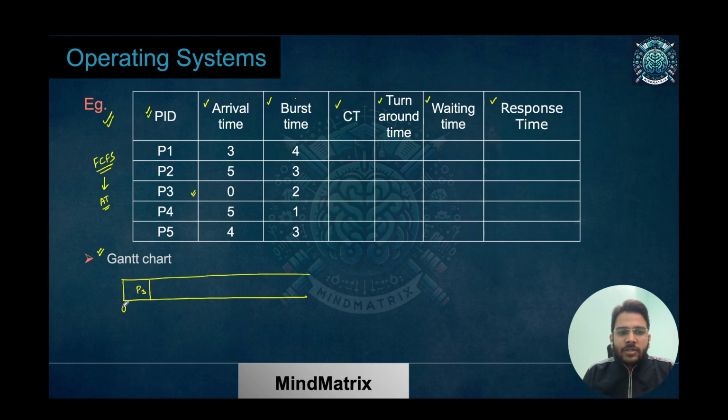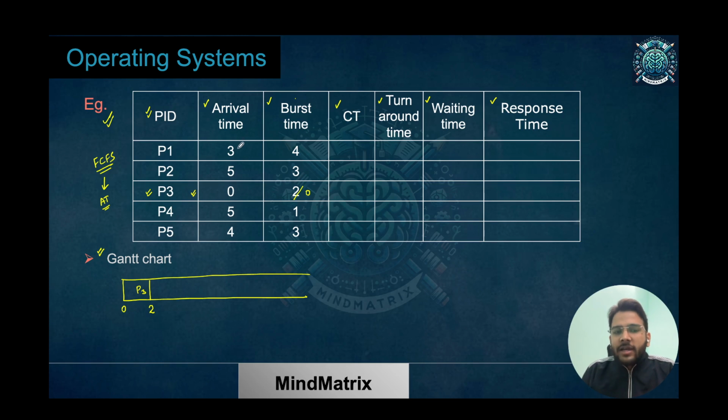So at 0 units of time, P3 arrived. And what is the burst time? It is non-preemptive scheduling, so we are going to completely execute the process. Burst time is 2, so for 2 units of time, we are going to schedule the P3 process. So let's make it 0 now. P3 has completed its execution. Clear?